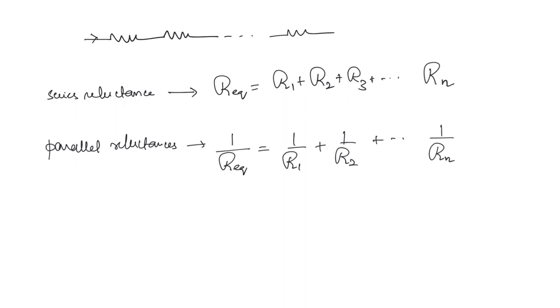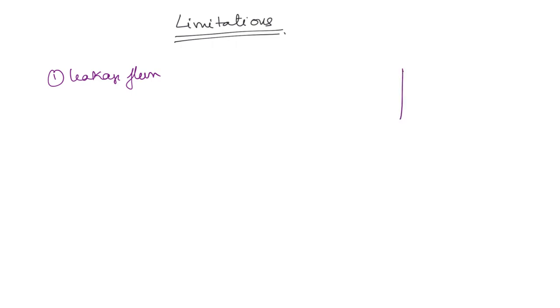Even though magnetic circuits are very advantageous whenever we analyze electrical machines, they have certain limitations. So we will see what those limitations are. The very first one is leakage flux. Like I mentioned before, whenever you consider a magnetic core and a wire is wound like this, what is going to happen?